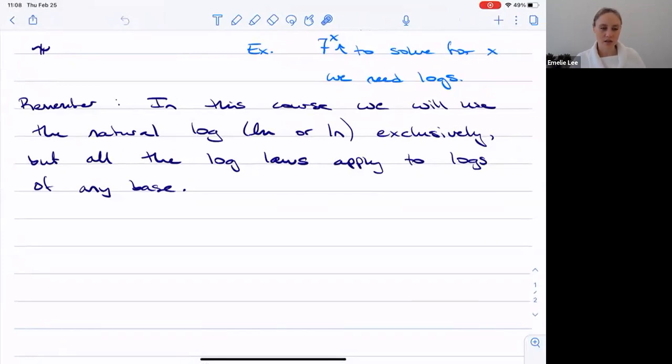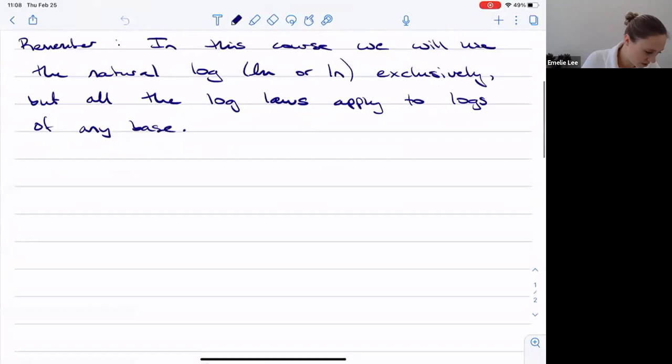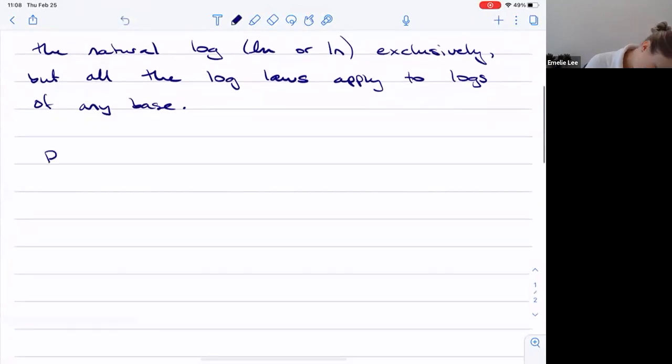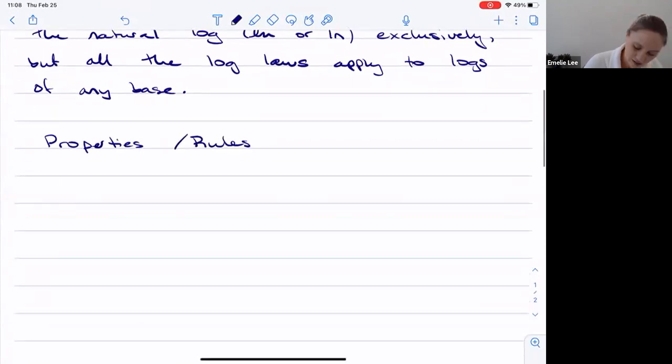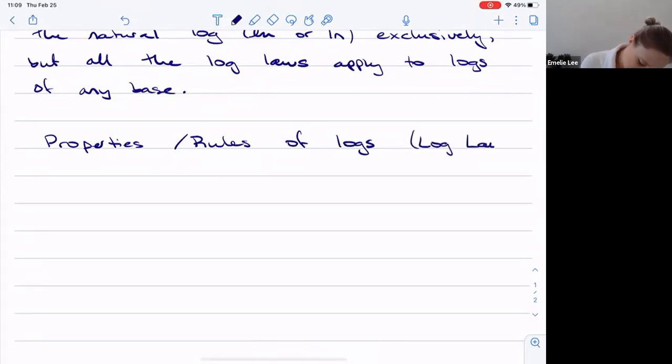So, log laws, here we go. Properties, or rules, of logs. Math is just a game, but we need to know the rules. I call them log laws, or Bob Loblaw's Loblog from Arrested Development.